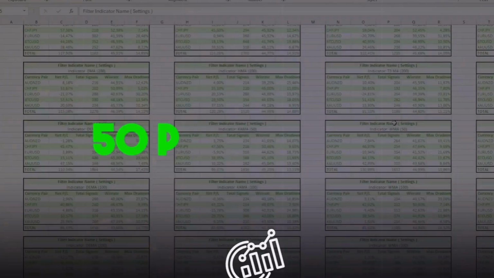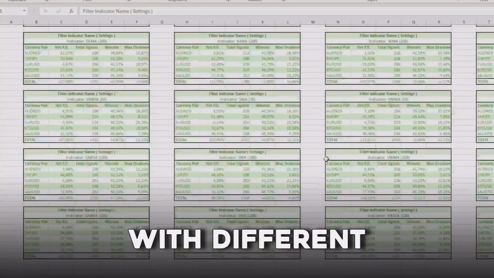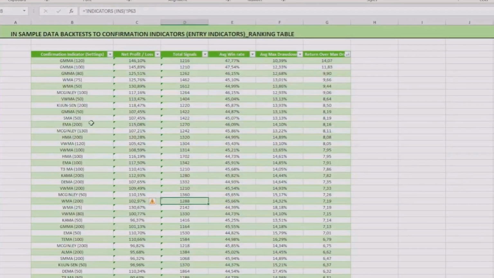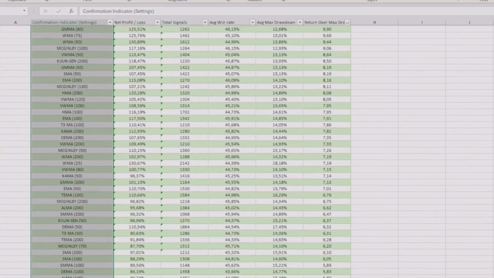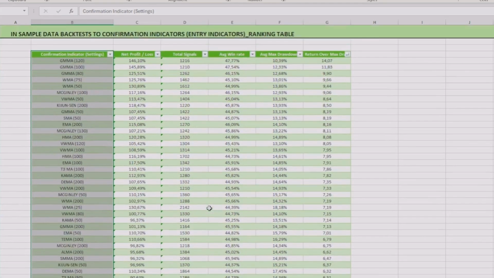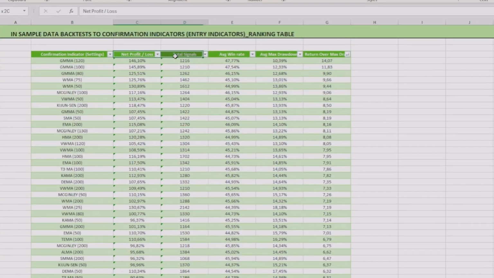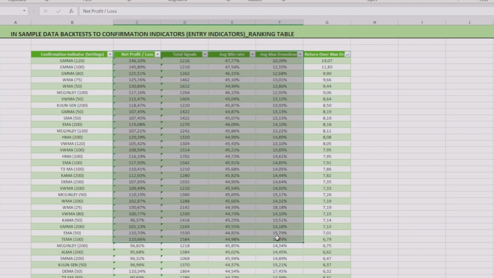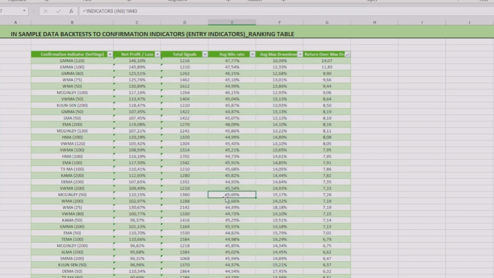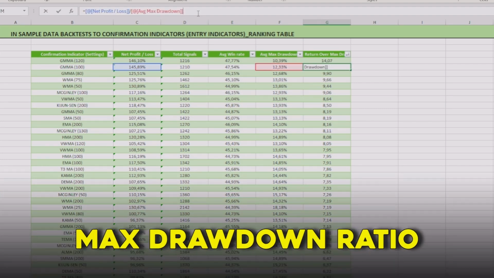After analyzing 50 possibilities with different indicators and settings, I have compiled them all into this table to have the final results organized. As usual, besides the 4 different statistics I took note of from the Strategy Tester tab on TradingView, I also recalculated the return over max drawdown ratio.